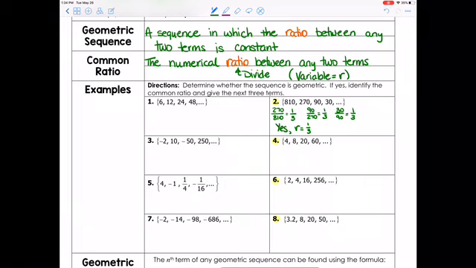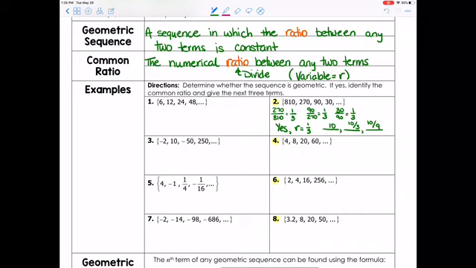So the next term in our sequence would be 30 times 1/3, which is 10. Then we take 10 times 1/3, which is 10/3. Then to get to the last term, we take 10/3 times 1/3. And what happens there is that the denominators multiply together. So the 3 and the 3 become a 9. So that would be the next three terms.